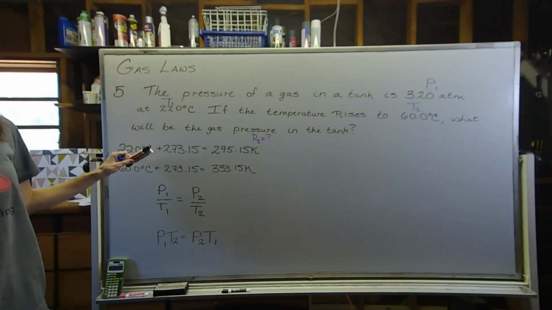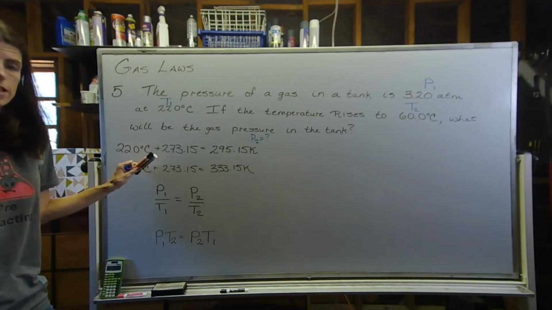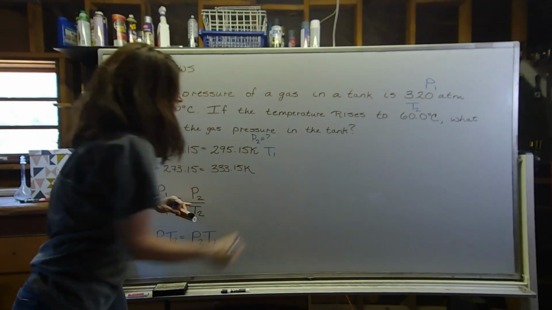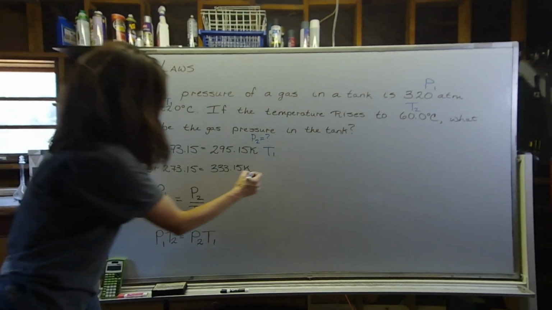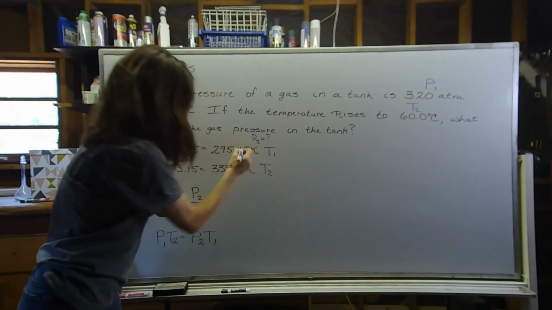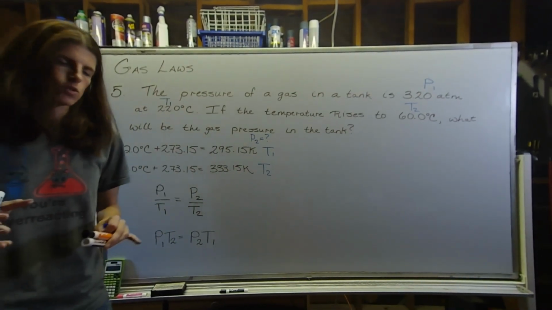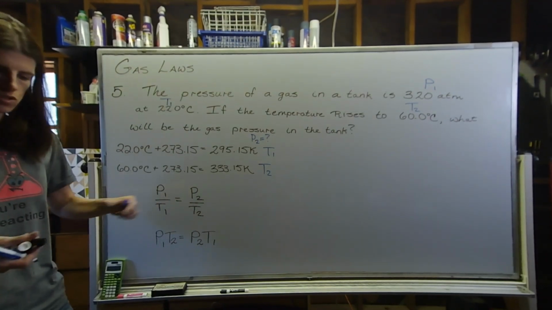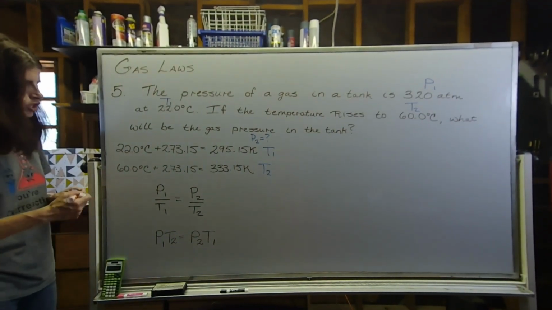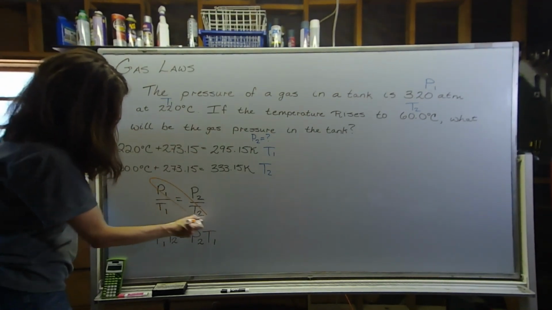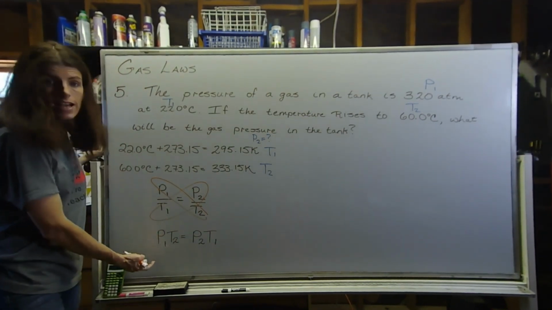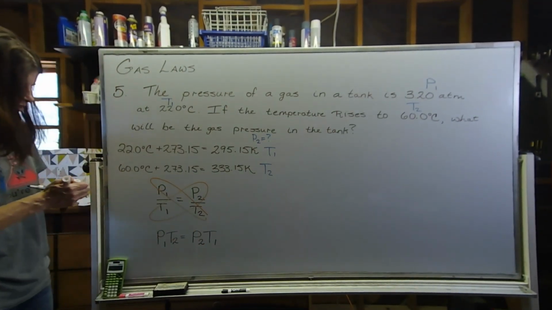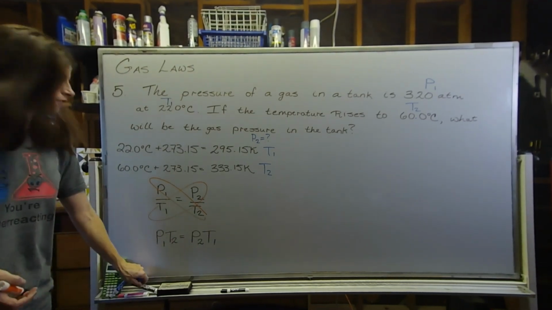Already went ahead and converted the degrees Celsius to Kelvin. So we have 22, which is 295.15 in Kelvin, and this is my 60 converted. Remember, on our gas laws, we always have to use Kelvin. The relationship is P1 over T1 equals P2 over T2. I'm going to use my trick of cross multiplying. So when I rewrite this, I get P1T2 equals P2T1. So let's plug and chug and start solving this.